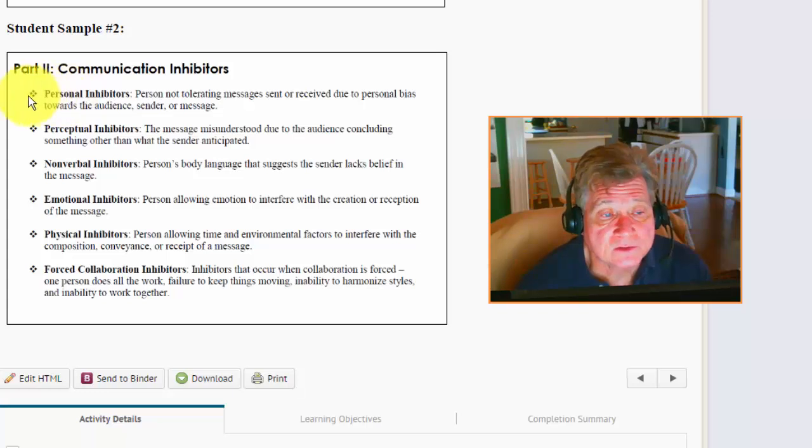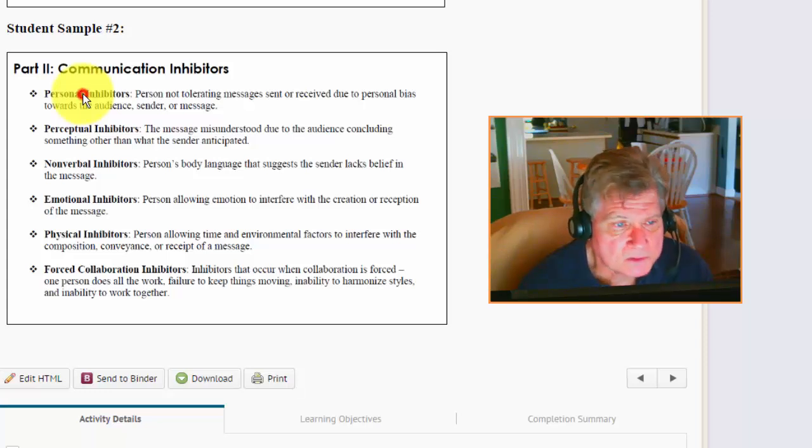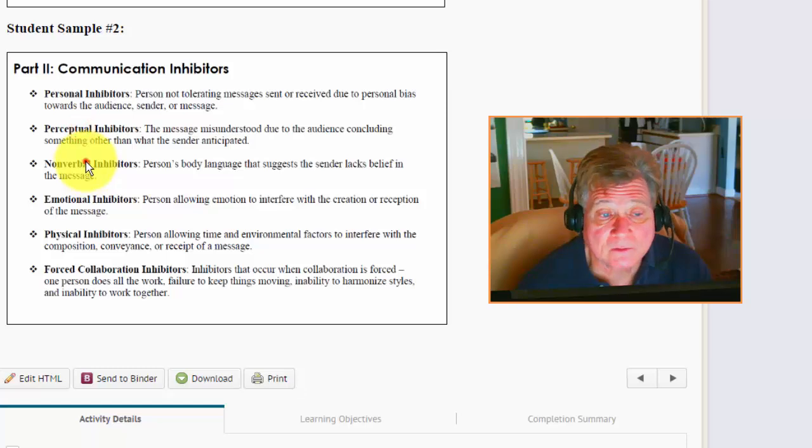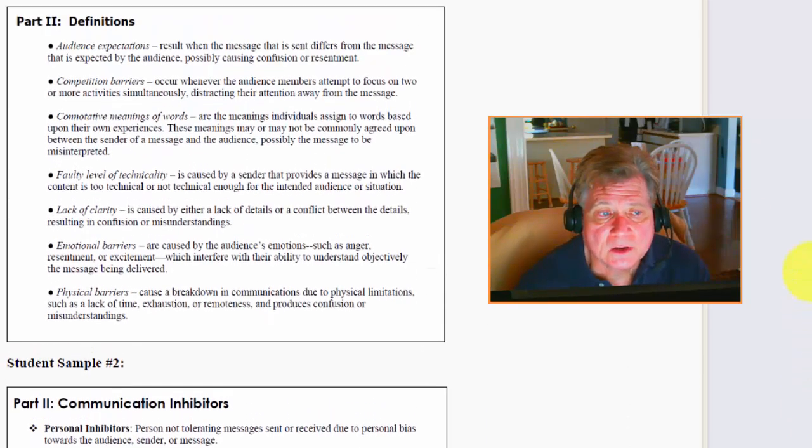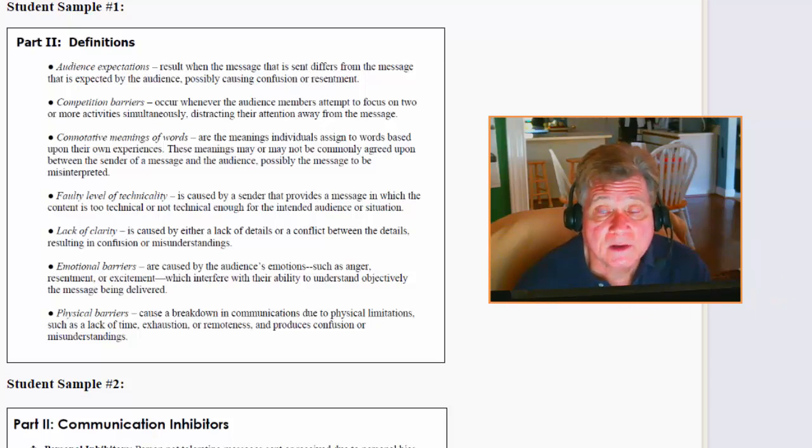This student used a different type of bullet. The student had part two but gave it a slightly different subtitle. Here are the names of the communication inhibitors, and notice that they're boldface: personal inhibitors, perceptual inhibitors, nonverbal inhibitors, emotional inhibitors. So please notice those aspects that must be represented in your response.